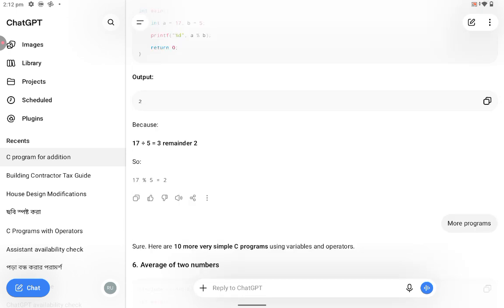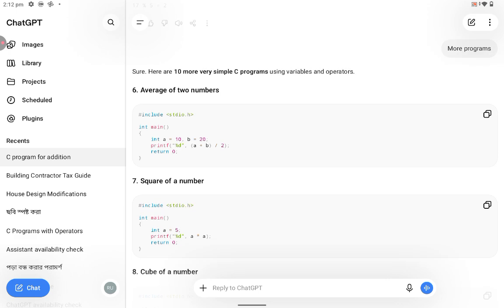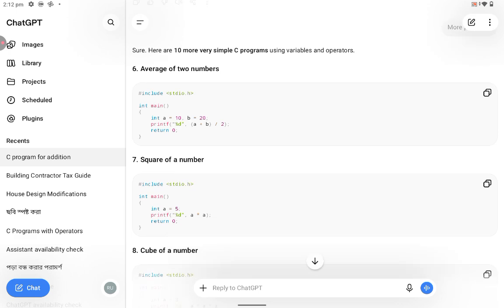Here you can see the average of two numbers. Average means what? Two numbers will be added together and divided by the number of items. Here it is 2. So two numbers will be added, a plus b, and the result will be divided by 2. Here we can find out the average of two numbers. You can see the 6 number program.